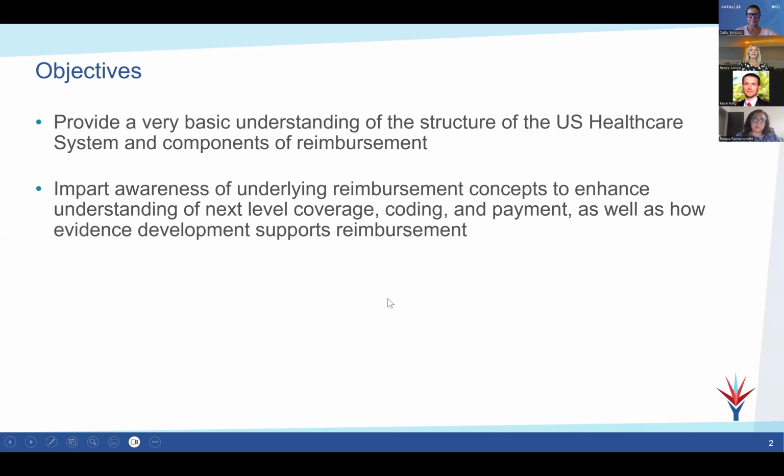The objectives here are to provide a very basic understanding of the structure of the US healthcare system. And you think, well, I already know the US healthcare system. But as you can imagine, it's very complex, it's very fragmented. And as a result, it's a complex reimbursement milieu in the United States. We don't have single payer here, as you know.